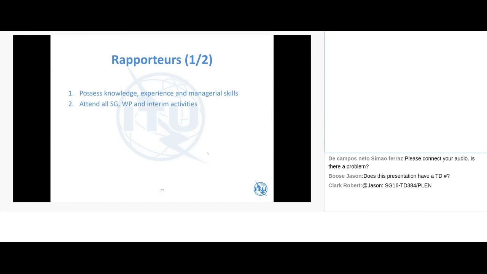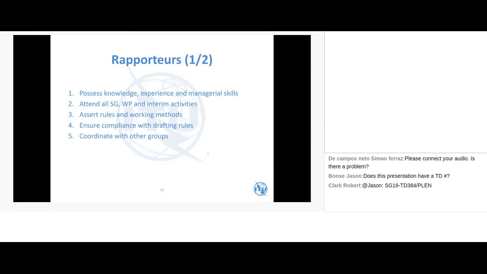So this is, if anything, an even greater burden in terms of time over the course of a study period. Once again, their job is to assert the rules and the working methods. They ensure compliance with the drafting rules. So this really makes sure that all of the key elements and all of the quality elements required in a draft text are complied with.